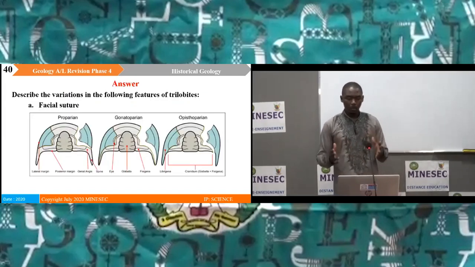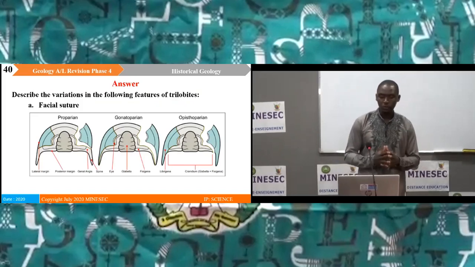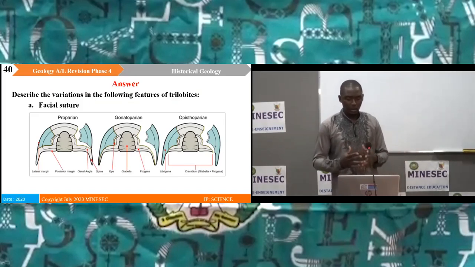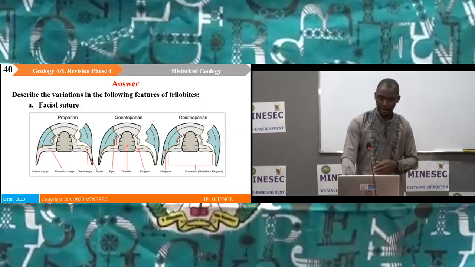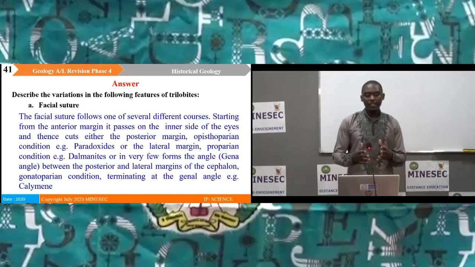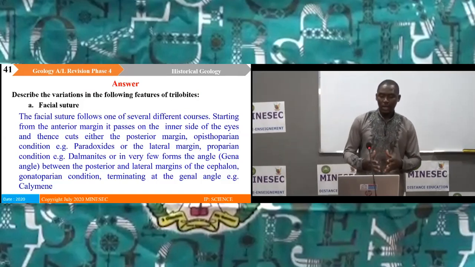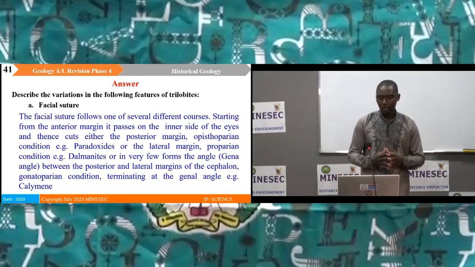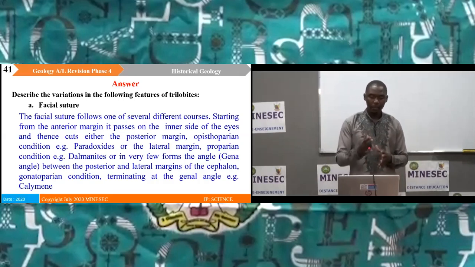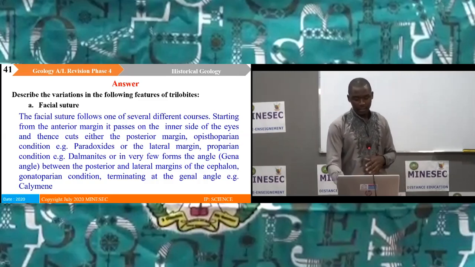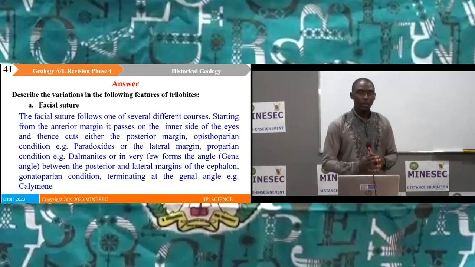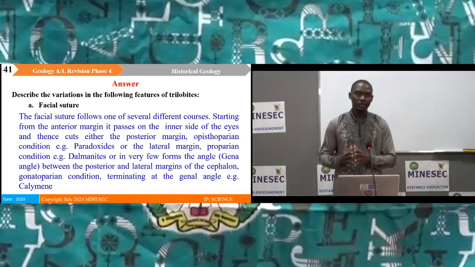A, we first of all use a diagrammatic representation where we have the various facial sutures: proparian, gonatoparian, opisthoparian. Now, we have facial sutures that either lie in the internal margin or the posterior margin, that's opisthoparian. Example of that is Paradoxides. Or we have genal angles that cut through the facial suture. So on the diagram, we have the three major genal angles illustrated.